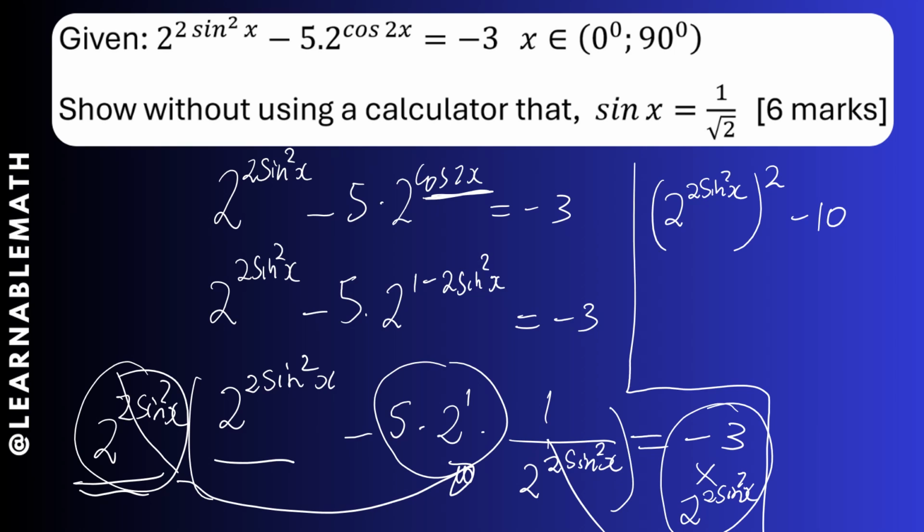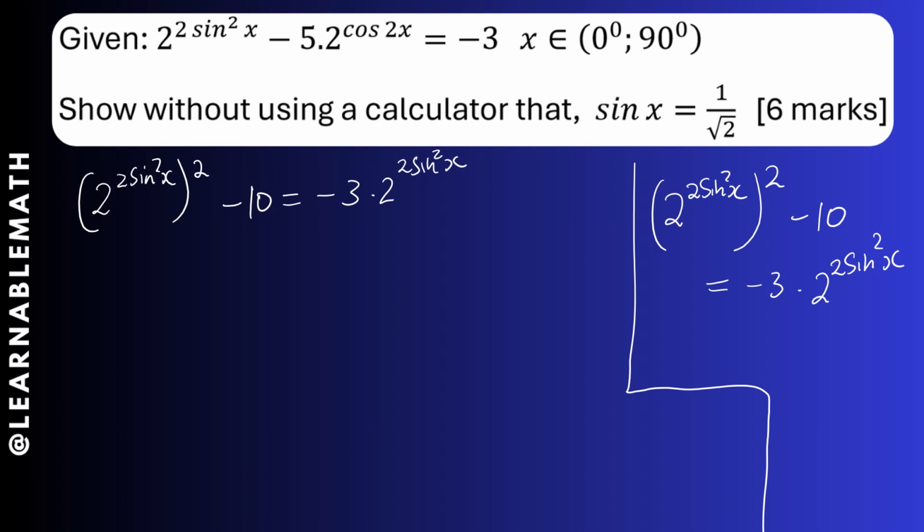Then this side, when you say minus 3 times this one, it's going to be equal to negative 3 times 2 exponent 2 sine squared x. Okay, so I'm just going to delete some of the things here to create some space. All right, so now we have our equation in this format.